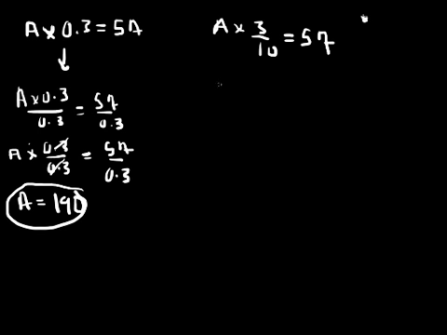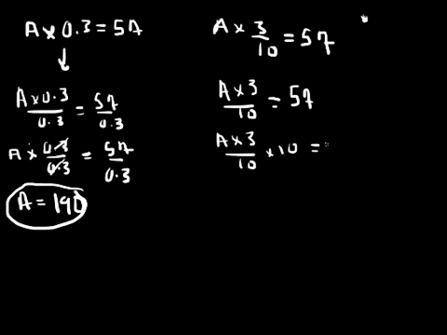Now this way of doing it. So you can see right here, what are we going to do? Well, we want to get rid of the 3 first, and then we want to get rid of the 10. Or you can get rid of the 10 first, then get rid of the 3. Doesn't even matter. So let's just get rid of the 10 first. So you multiply both sides by 10. 3 over 10, this is just 1, 10 over 10. So you have A times 3 is 570.